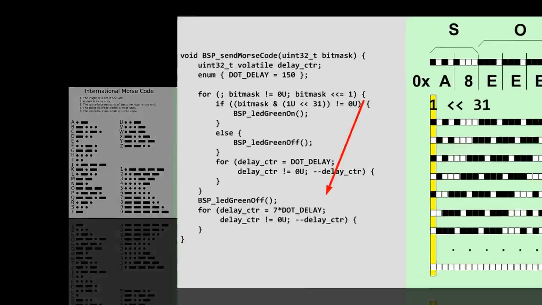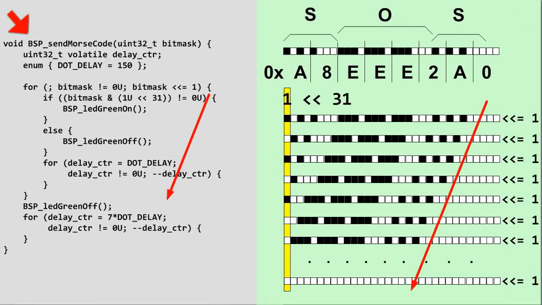The function for modulating the green LED according to the provided Morse code, called BSP send Morse code, is implemented as follows. It takes the message bit mask and examines its most significant bit. If the bit is 1, the green LED is turned on, otherwise it is turned off. After this, the function busy waits for the dot time to hold the LED state.